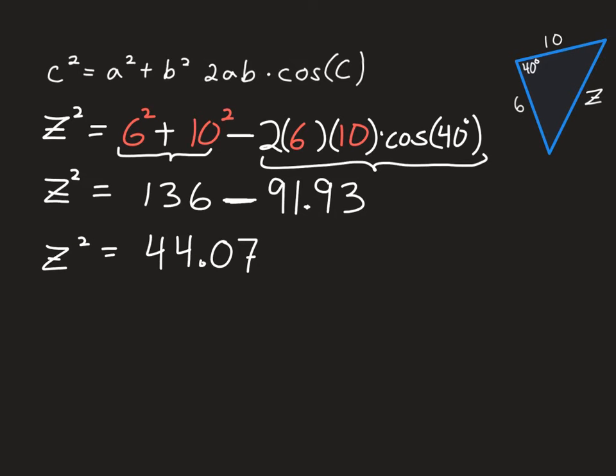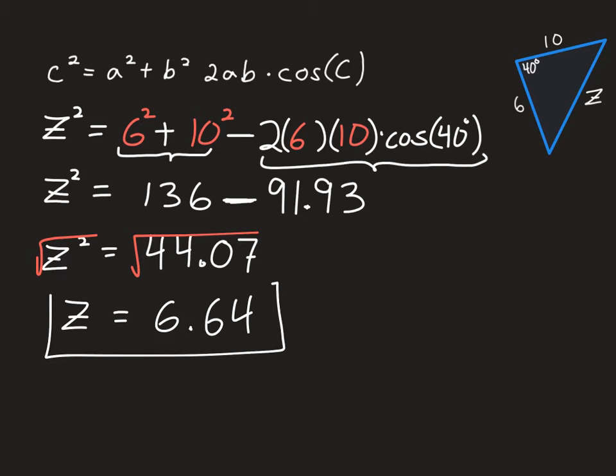So now I need to finish it up and get rid of the square. So how do we undo a square? Okay, I'm going to take the square root of both sides. And then I will be left with just z, which is what I wanted. So now I have just z, which is 6.64. Okay, and then that is my answer for z. And then if I did want to find the other angles, I could now use law of sines to find the other angles.